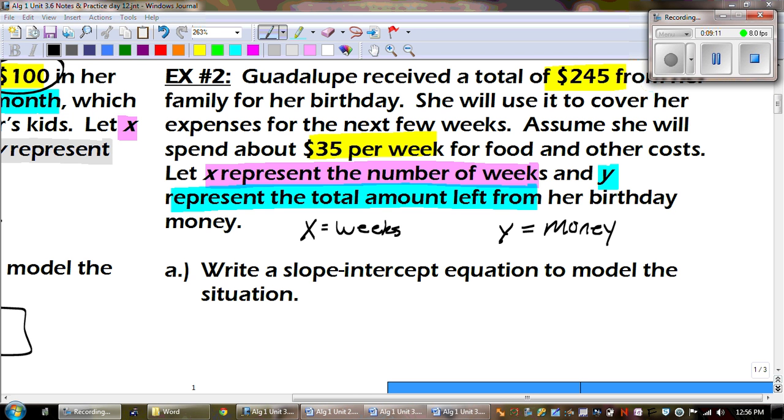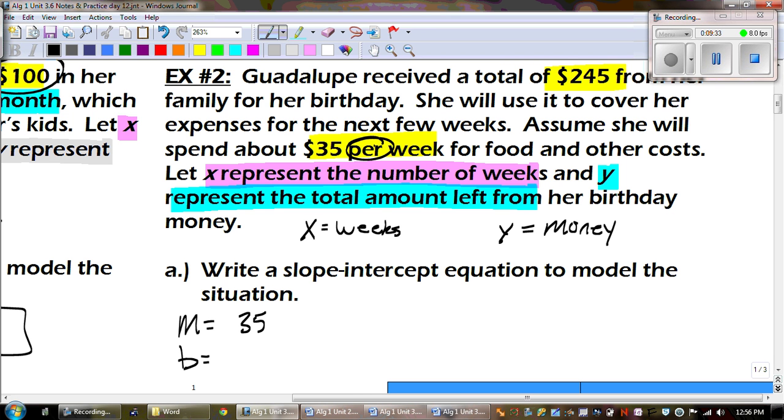Okay, so part A, we have to write a slope-intercept equation. So I need to know what's my slope and what's my y-intercept. Well, there were two numbers. There's 245 and 35. The word 35 has the word per next to it. So I know that that's going to be my slope.